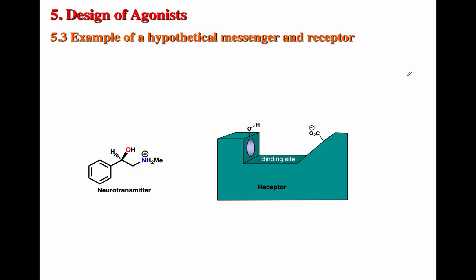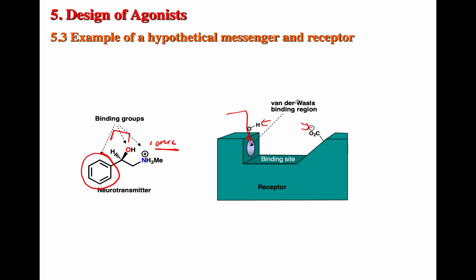Okay, so let's say you have this hypothetical messenger here and receptor. Looking at this drug, you're already looking at potential interactions. You're probably going to have some pi stacking, van der Waals interactions, some hydrogen bonding interactions here, and probably ionic interactions here. So this particular neurotransmitter has the binding groups here, and these are the different regions in the receptor that we're going to be looking at. Van der Waals binding region there, hydrogen bonding region here, and then ionic binding region there.